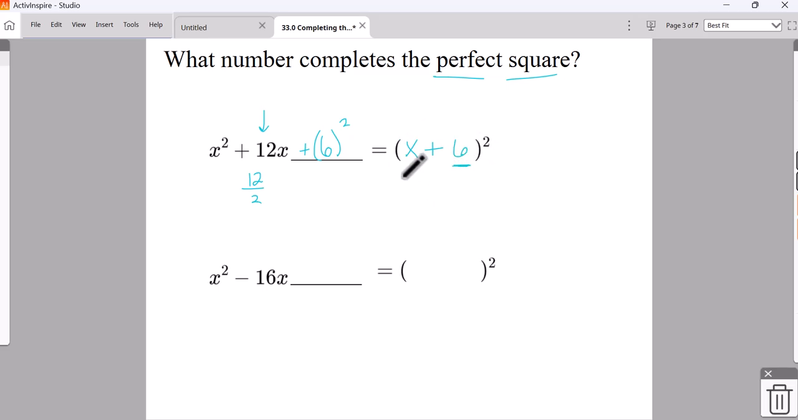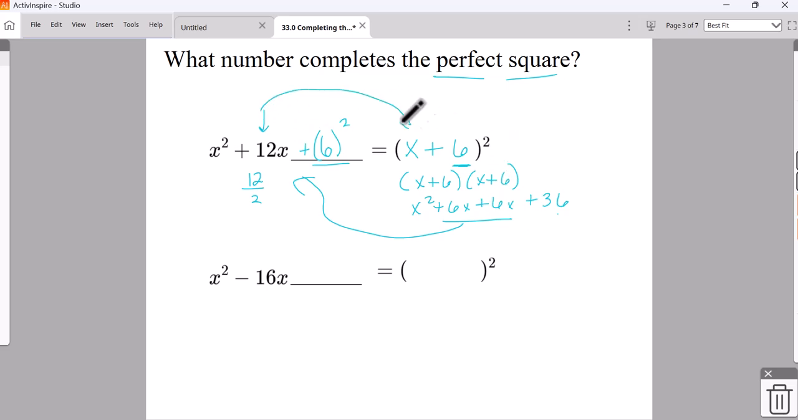And so we can double check and make sure that we did this right. So x plus 6 times x plus 6, so that you believe me. X times x is x squared. X times 6 plus 6x. 6 times 6 is 6 squared, which is plus 36. So 6 plus 6 does in fact give us 12, and 36 is 6 squared. And so we're just changing the format from expanded form to perfect square format.